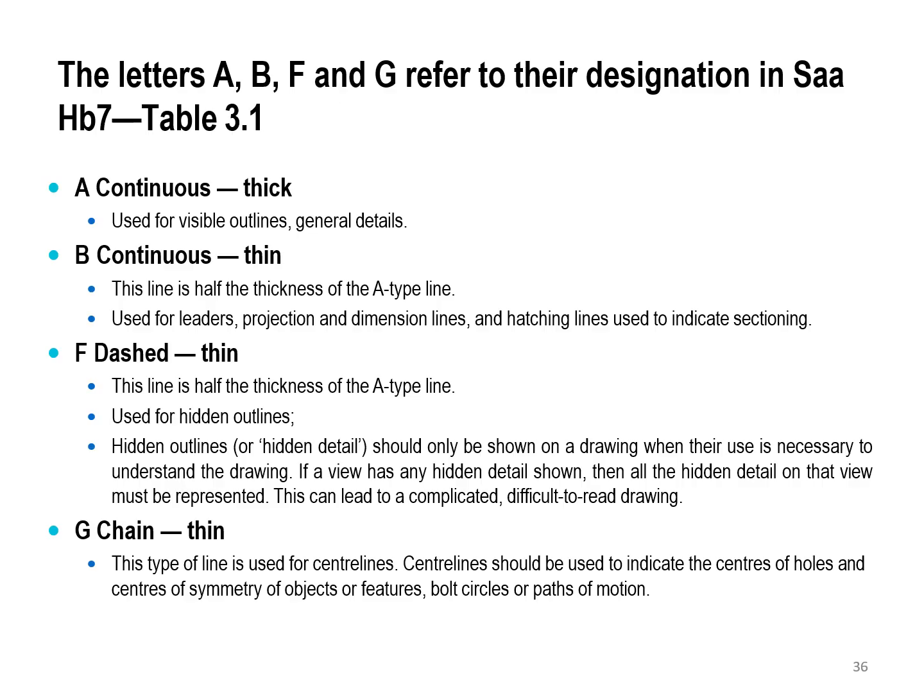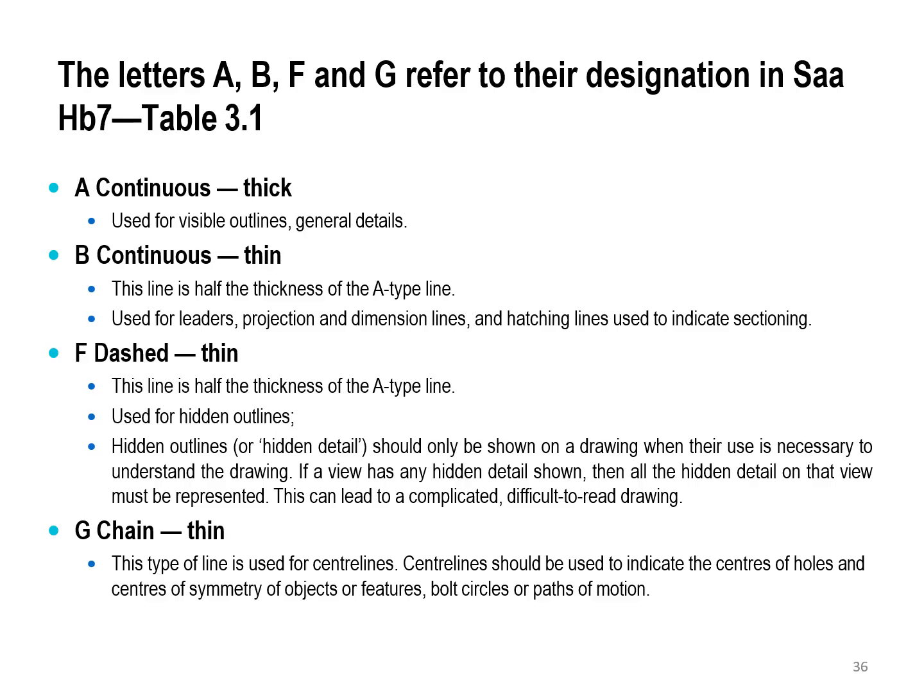The letters are very commonly used in engineering drawings, and you can see how we can use them in drawings. A, continuous thick, is used for visible outlines and general details. B, continuous thin, is going to be half the thickness of the A type, and is used for leaders, projection, and dimension lines, and hatching lines used to indicate sectioning.